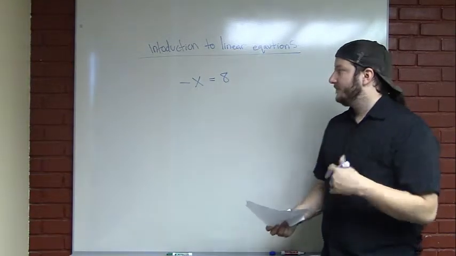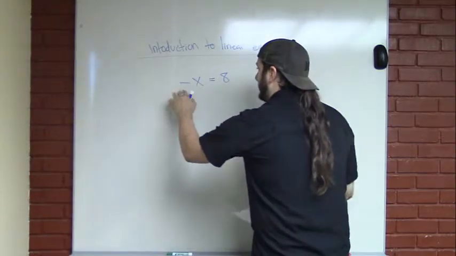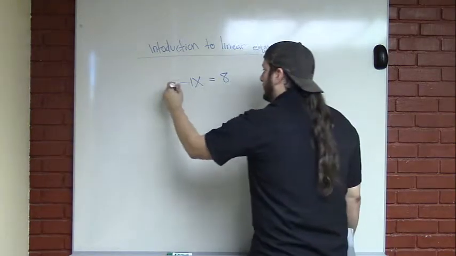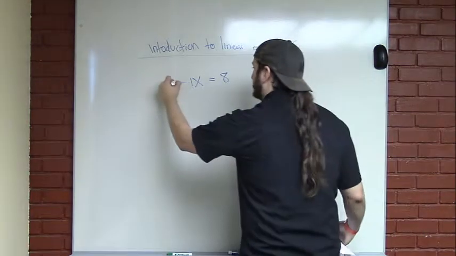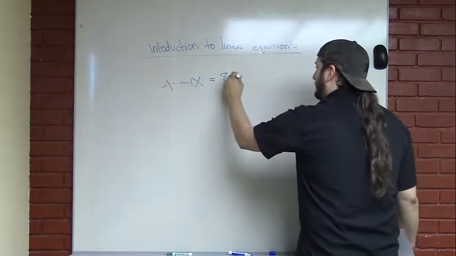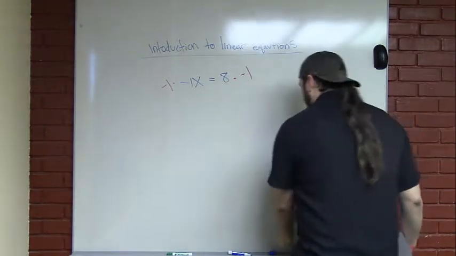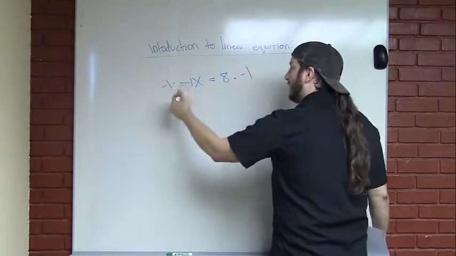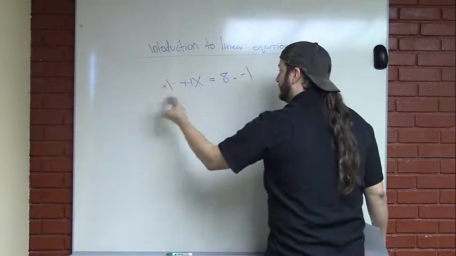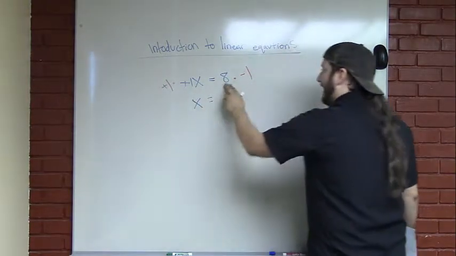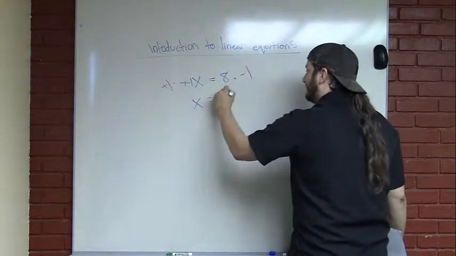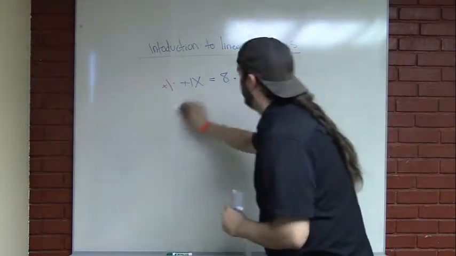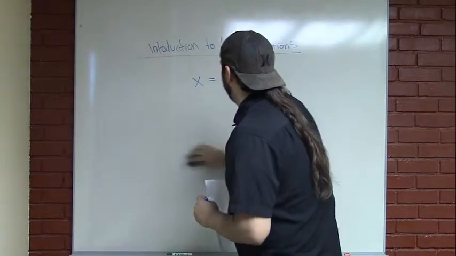ultimately what you're doing is, if you want to get rid of a negative here, remember it's always like an invisible negative 1. So what you're going to do is multiply both sides by negative 1, and I'll show you why here. Because a negative 1 times a negative 1 is a positive 1, so you're just left with x on that side. 8 times negative 1 is negative 8, okay? And that's it.